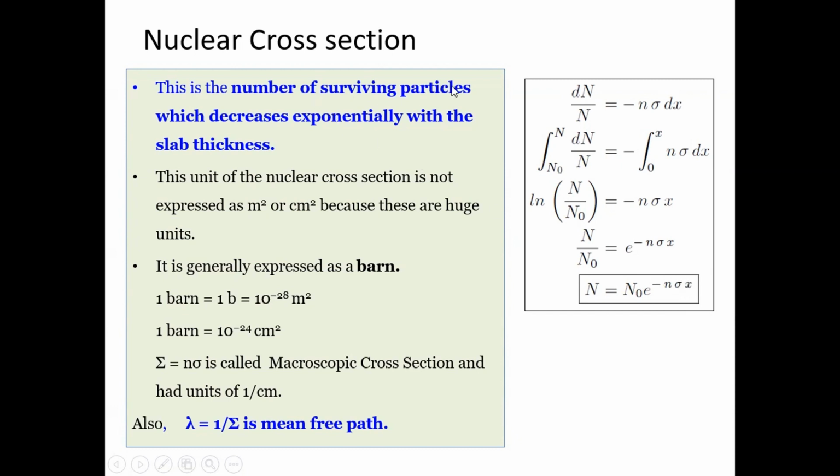It is the number of surviving particles, which decreases exponentially with the slab thickness, and the unit of the nuclear cross-section is expressed in meter square or centimeter square. And these units are huge. Generally, these are expressed in terms of barns for the atoms or nucleus. 1 barn is equal to 10 to the power minus 28 meters square, or 10 to the power minus 24 centimeters square.